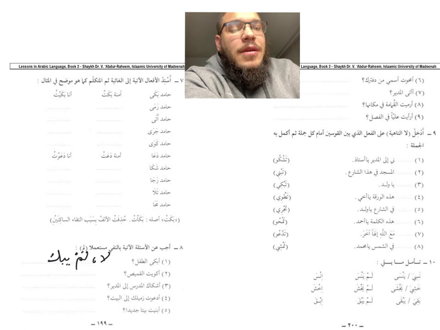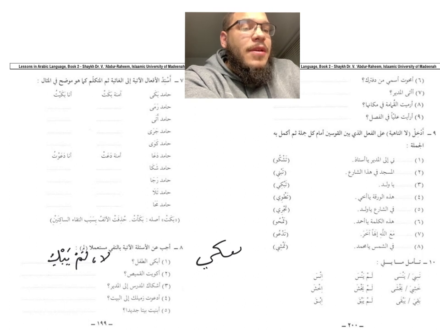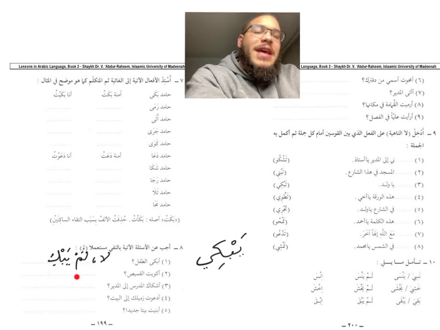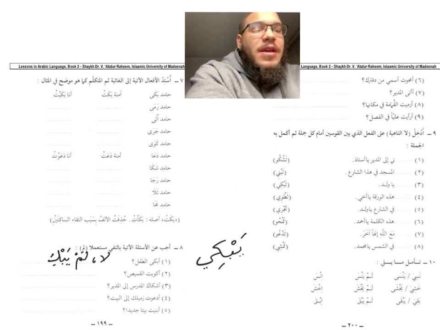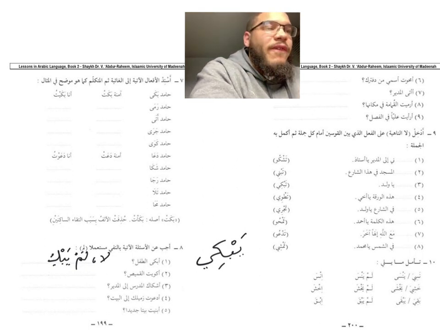yabki. Okay, originally it should be yabki. But when we have the lam of negation, as we mentioned, it makes the verb majzoom. The sign of majzoom for the final weak verb is deleting the final weak letter. So bear that in mind when answering the next 8 questions, as I've done the first one for you.